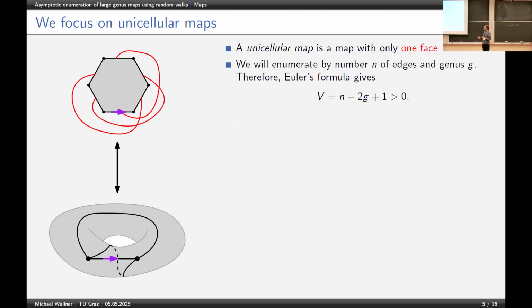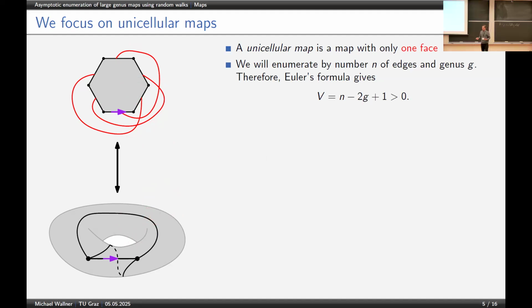And I will actually talk about a special kind of maps, the simplest model of maps, which have just one face, okay? So from this point on, all my maps will be unicellular. A unicellular map consists of one polygon, like here, and you glue this polygon in a certain way. Same ideas: the genus is the genus of the underlying surface.